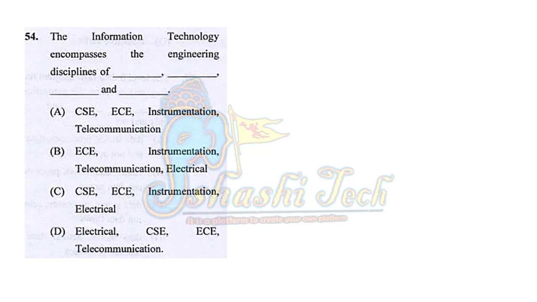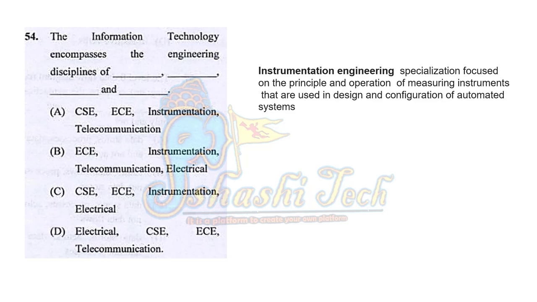What is instrumentation? Instrumentation engineering is a specialization focused on measuring instruments. CSE also uses information, the ECE branch also uses information, telecommunication also uses information, as well as instrumentation, including electrical. But in these options, option A is the correct answer, because when compared to the electrical department, instrumentation is more preferred when using information. So option A is the correct answer.